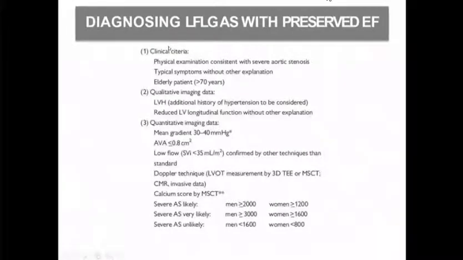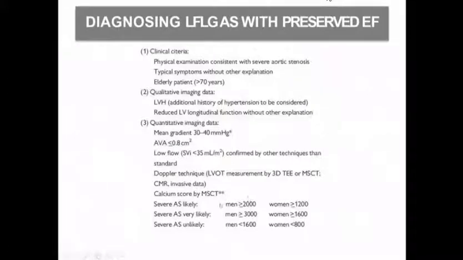So these were the clinical criteria. Physical examination consistent with severe AS, typical symptoms, and without any other explanation. Old patient more than 70 years, LVH is there, and if you have done the strain, reduced longitudinal function without other explanation. Mean gradient less than 40, valve area 0.8. Low flow is there, stroke volume index less than 35 ml per meter square, confirmed by the other techniques. In such cases you go for the multi-slice CT scan for the calcium scoring.